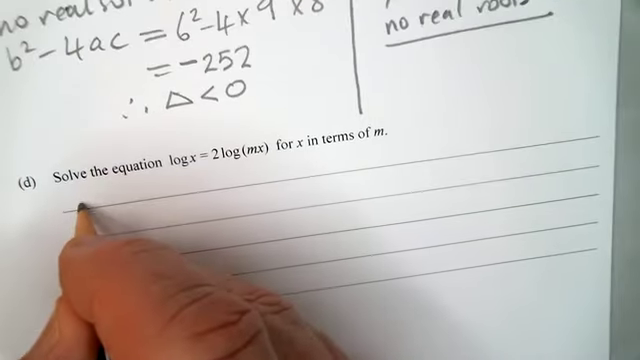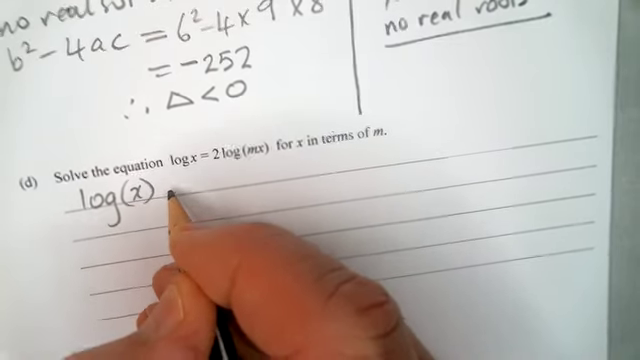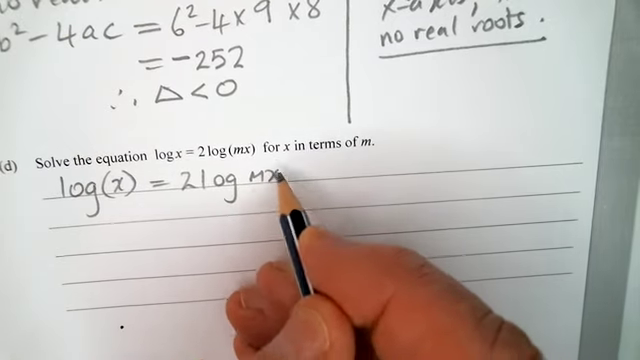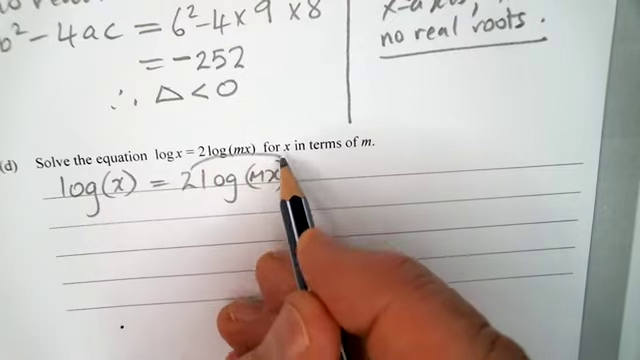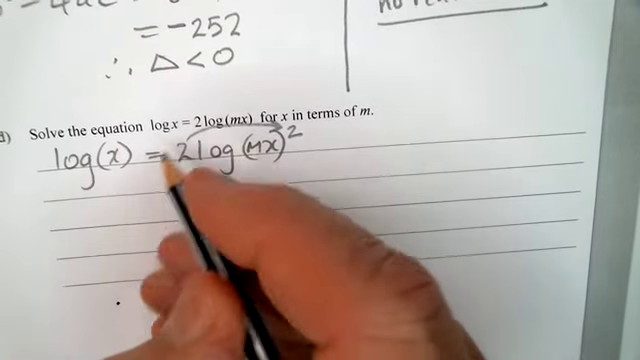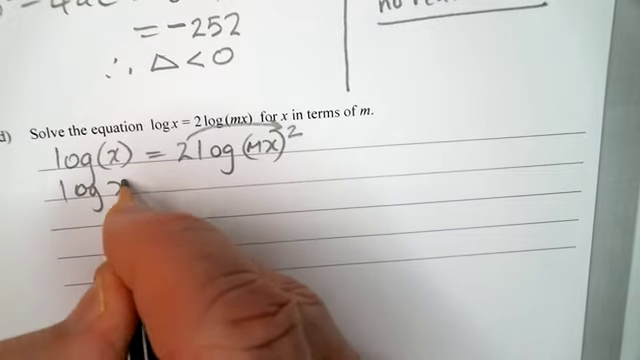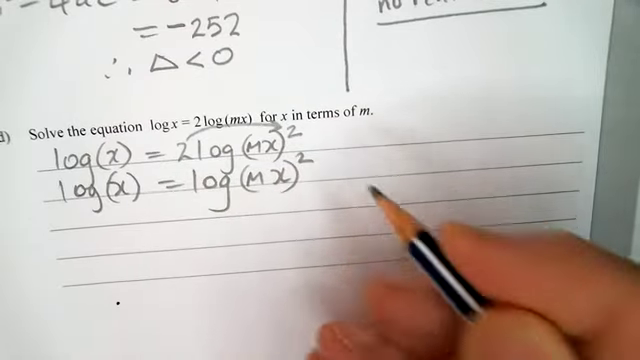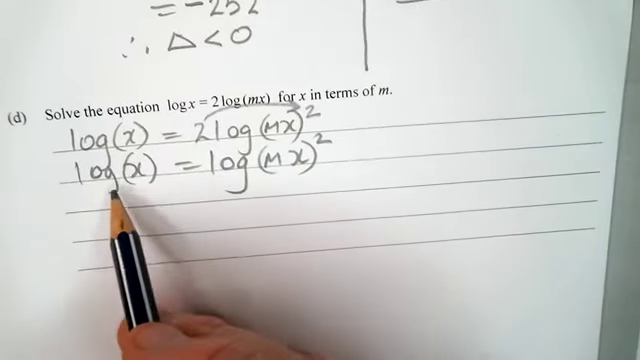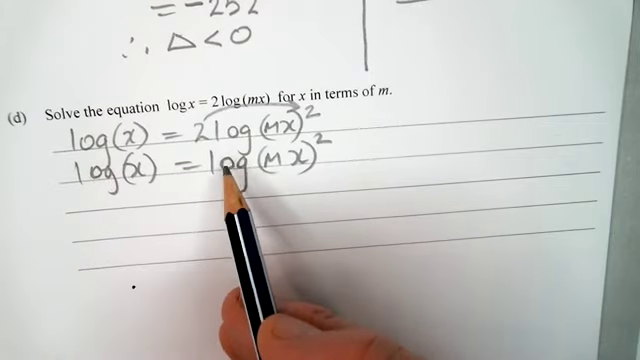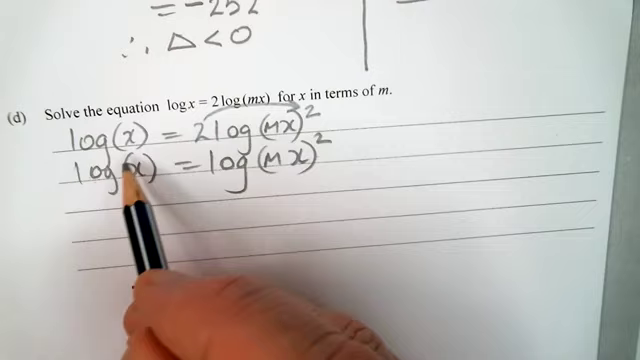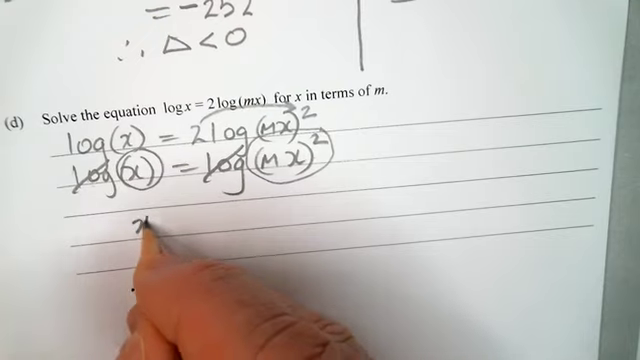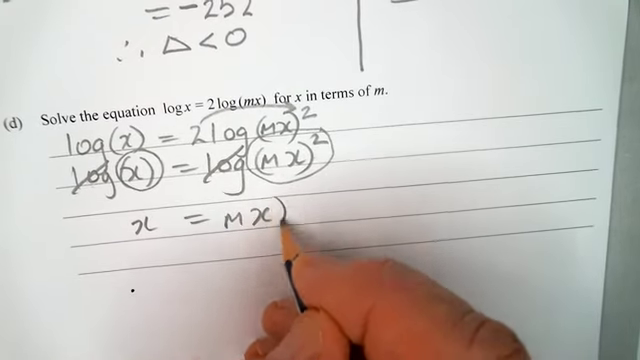So in this case, we've got log x is equal to 2 log mx. So what I'm going to do is take that 2 and pop it as the index. So log x is equal to log (mx) all squared. Of course, I can just cancel the logs, because if log of this is equal to log of this, then this bit here must equal this bit here. So I can cancel out the logs.